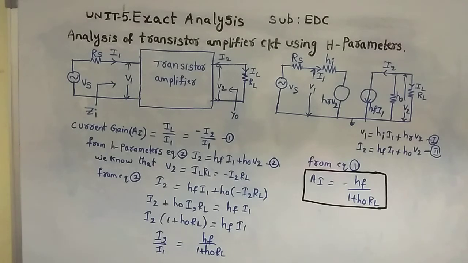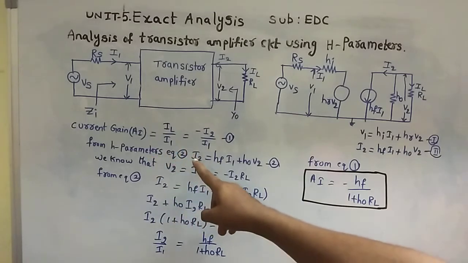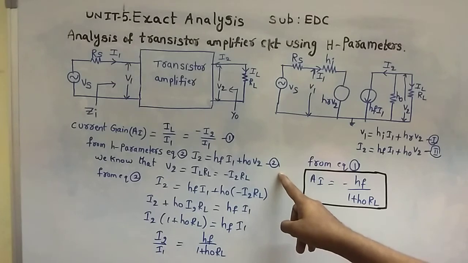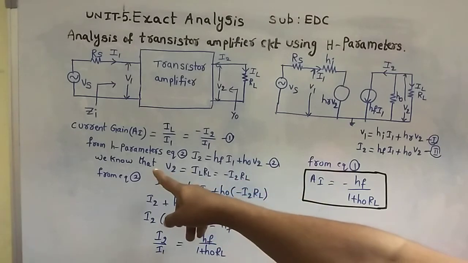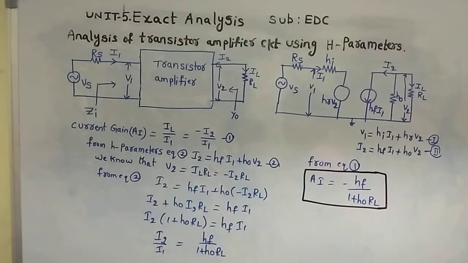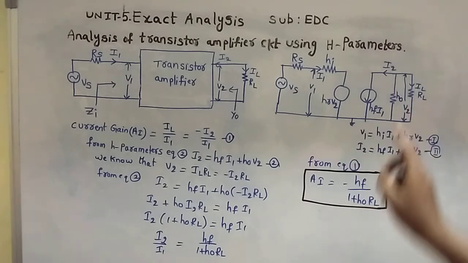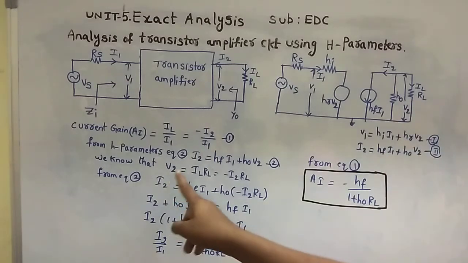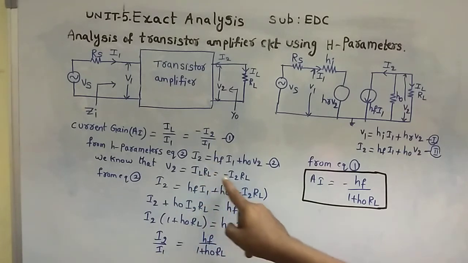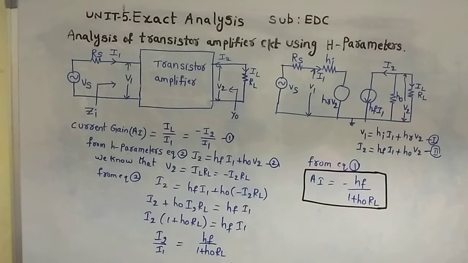We have to remember, and here I am taking the second equation. From the H parameter equations, I2 is equal to HF into I1 plus HO into V2. That is the second equation. And we know that another formula is V equal to IR, Ohm's law. The output voltage V2 is equal to IL into RL, and we know that IL is nothing but minus I2, so V2 is equal to minus I2 into RL.